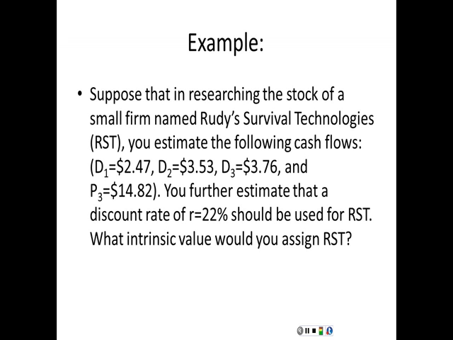Hit pause and read through this example, and then we'll work through the solution. All right, with Rudy's Survival Technologies, we have a 3-period holding period. So in other words, I'm going to buy the stock today and hold it for 3 years. So in the next 3 years, I'll get 3 dividends. And then at the final year, year 3, I can sell the stock for $14.82. It says we estimate a discount rate of 22% for this firm. What value would I assign Rudy's Survival Technologies?